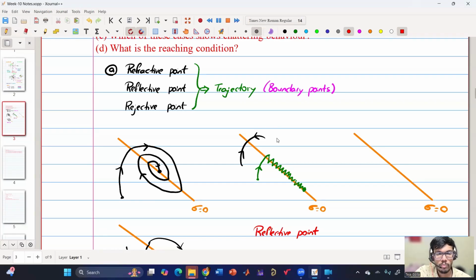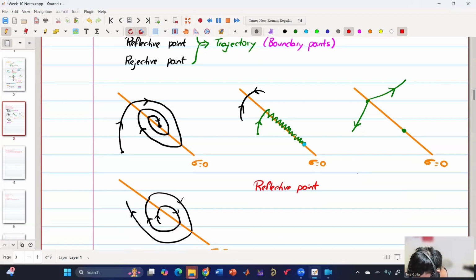But here, on both sides, it is trying to push towards the line. So it will travel on the line towards the final equilibrium point. Say this is my equilibrium point. But whereas in this case, it is rejective. So both will try to push the trajectory away from the point. Say I have something like this, it will try to push like this, or it will try to push like that. Say this is my final equilibrium point. It will never be able to reach that. So we don't want this. This is called a rejective point.